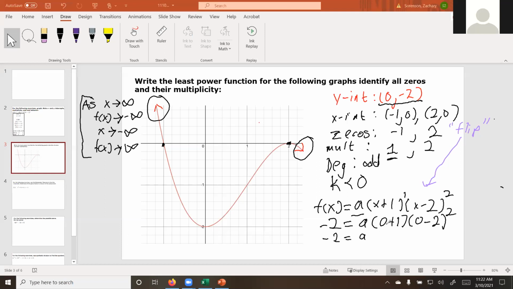0 plus 1 is 1, so that's just going to be 1. Might as well write it. 0 minus 2 is -2. Squared gets me +4. -2 is equal to 4a. Running out of space. My a, once I reduce it, always reduce your fractions, is -1/2.